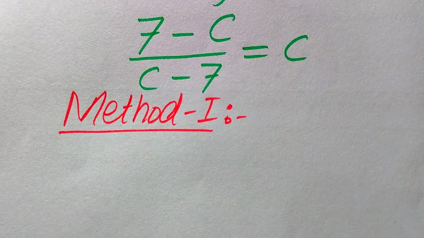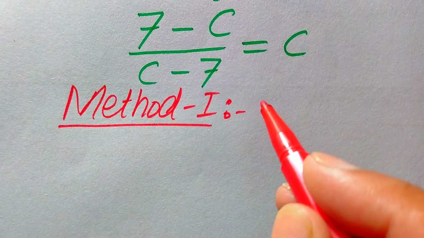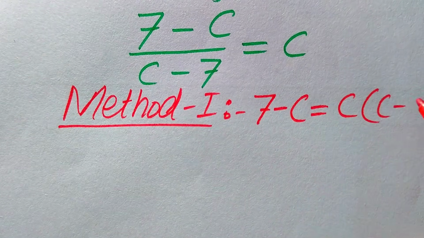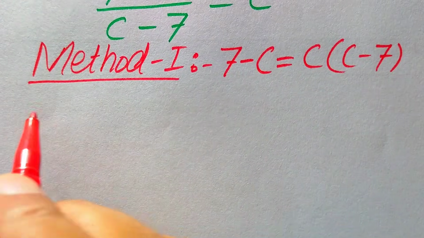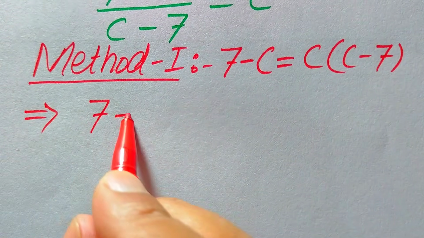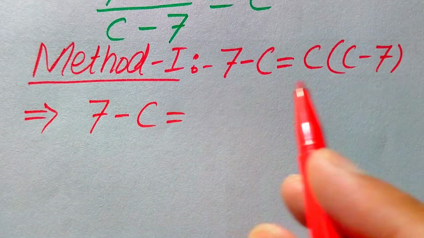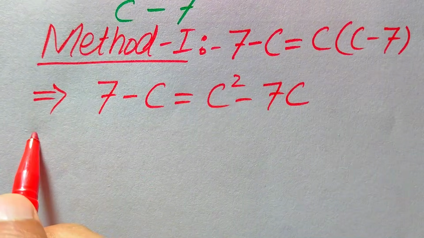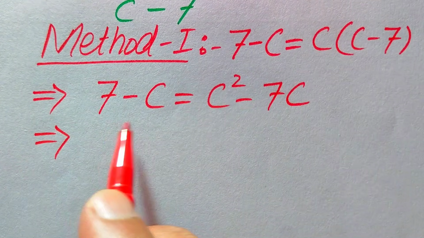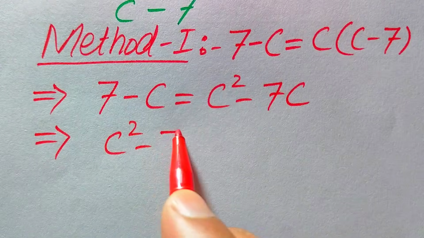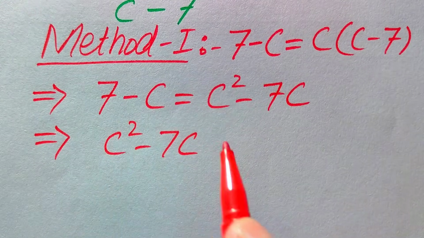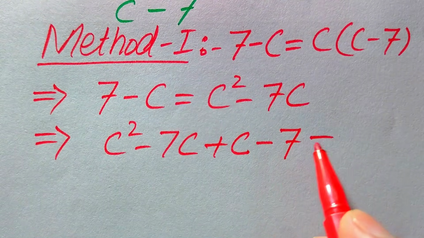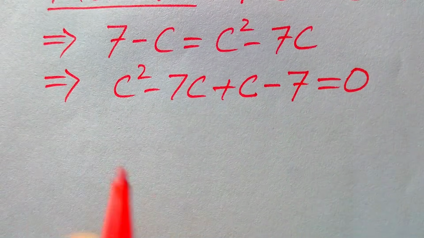In the first method, we move the term c - 7 to the right hand side, and we get 7 - c = c times (c - 7). Further, in the next step, we have 7 - c equals to, we multiply c on both of these two values and we get c² - 7c. Further, in the next step, we move the terms from the left hand side to the right hand side and we get c² - 7c, and this minus c becomes plus c, and this plus 7 becomes minus 7, and this whole equation is equal to 0.